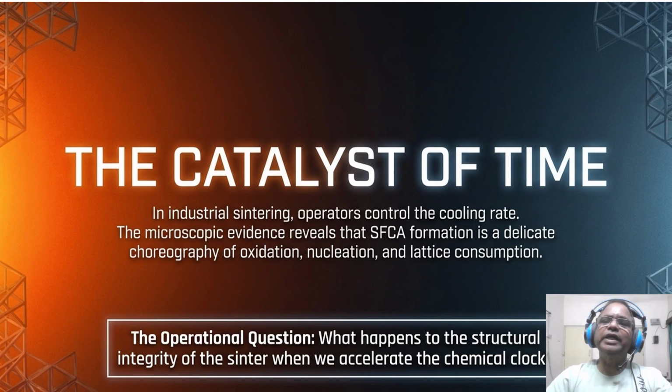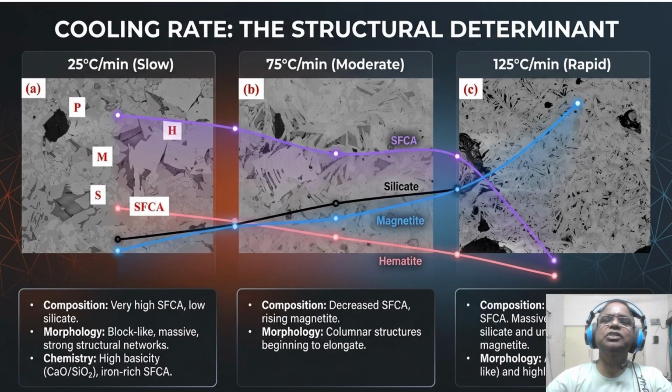Coming to the cooling rate, which determines the structural form: cooling rate dictates final mineralogy. Slow cooling at 25 degrees centigrade per minute yields high SFCA with stable block-like morphologies, and a moderate rate produces elongated columnar structures. However, rapid cooling at 125 degrees centigrade per minute results in a collapse of SFCA content, a spike in brittle silicate, and undesirable acicular needle-like morphologies.